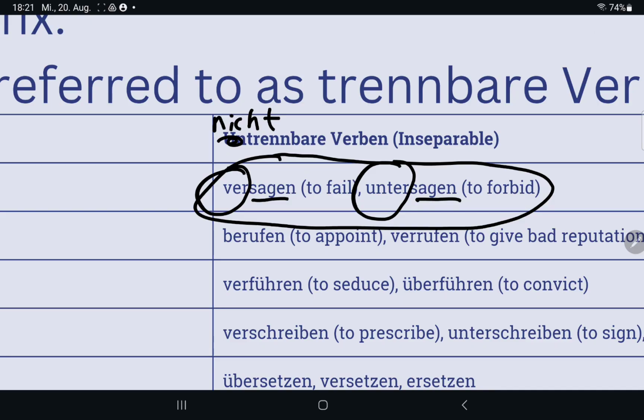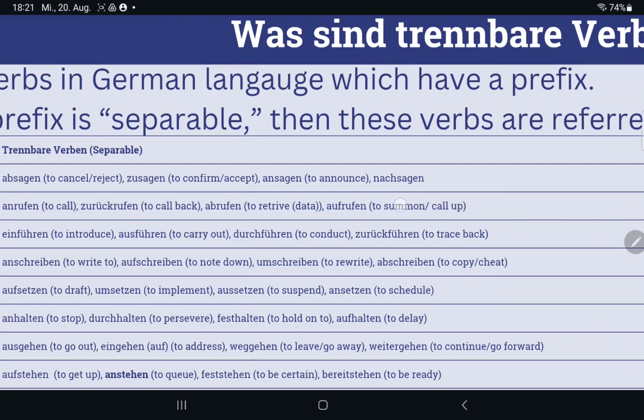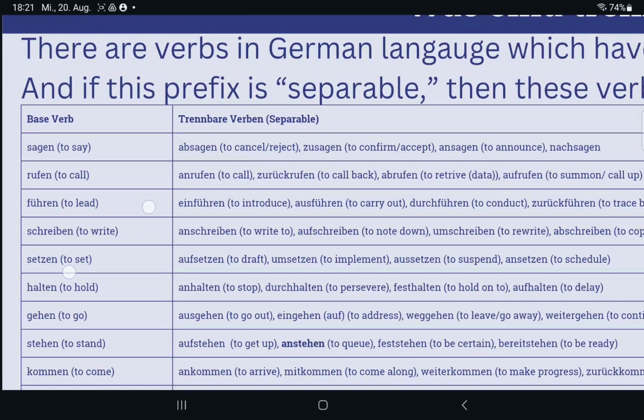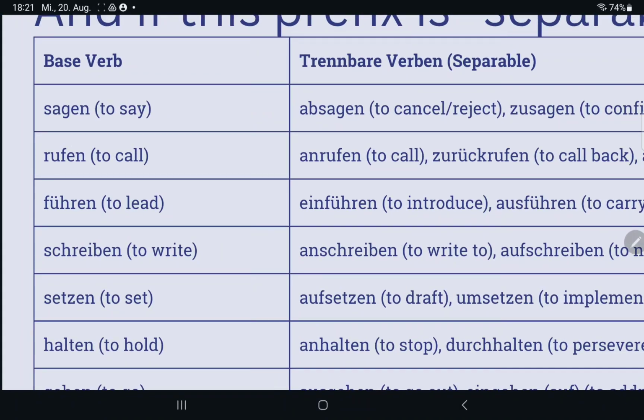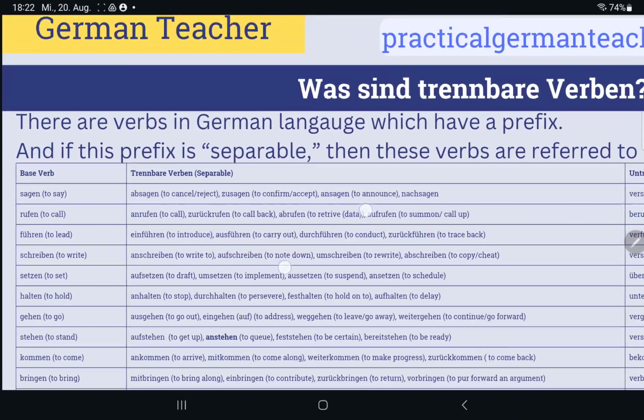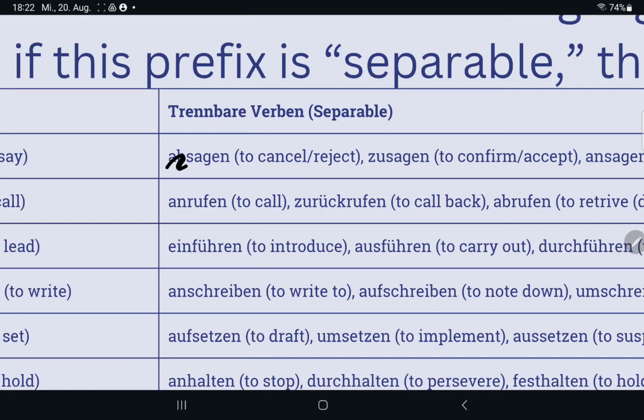What I want you to do, before you find out the answer to how to identify which prefixes are separable and which are not, is to read all these examples aloud, like this: sagen, absagen, zusagen, and keep on reading. Rufen, anrufen, zurückrufen. I also want you to do one more thing while you read. Whenever the prefix is separable, you emphasize it. So you say absagen, zusagen, ansagen. Let me just read.